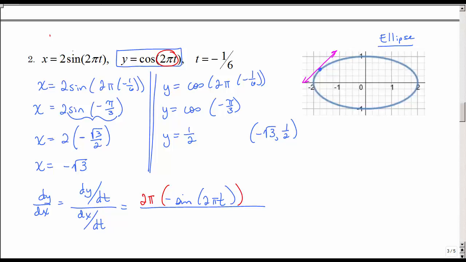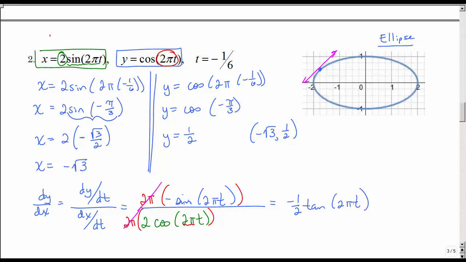Divided by the derivative of x with respect to t. So we're going to have that 2 because of that constant. The derivative of sine is cosine of the same angle. And then one more time, we've got to multiply by the derivative of my angle, which is 2 pi. Now the nice thing is that they both have a 2 pi and they reduce. So we're going to have negative 1/2 sine over cosine. We could just call that tangent of 2 pi t. Well, you're saying it might be negative, but my graph looks like it should be positive.